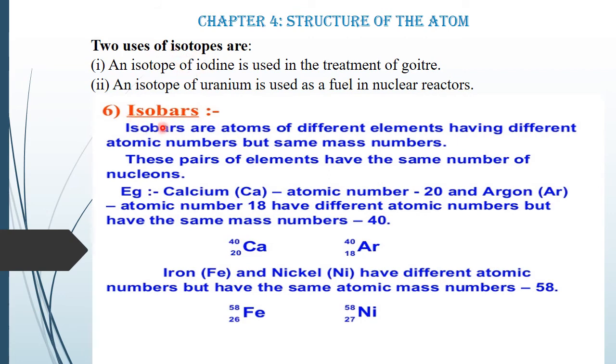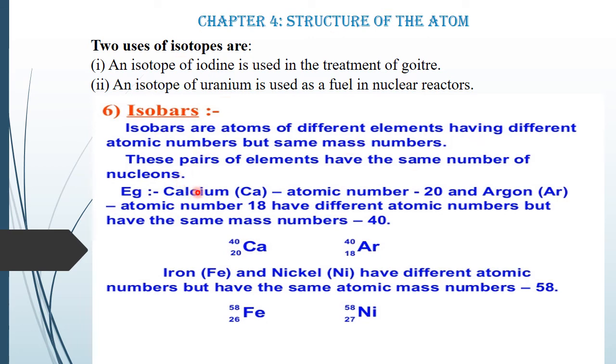Now the last topic of this chapter, isobars. Isobars are atoms of different elements having different atomic numbers but the same mass numbers. Just the opposite: there the atomic number was the same and the atomic mass was different. Here different atomic numbers, same mass numbers. Just the reverse of that.